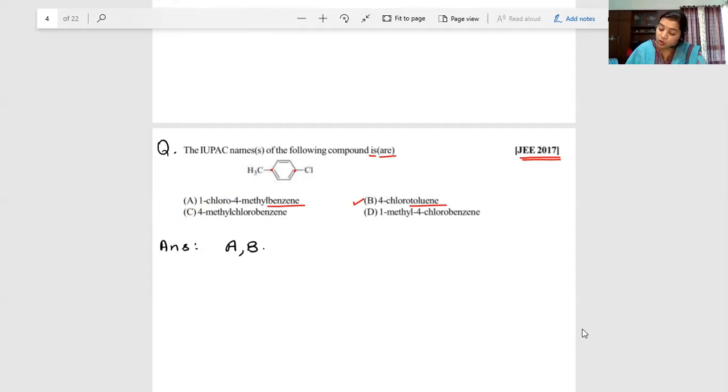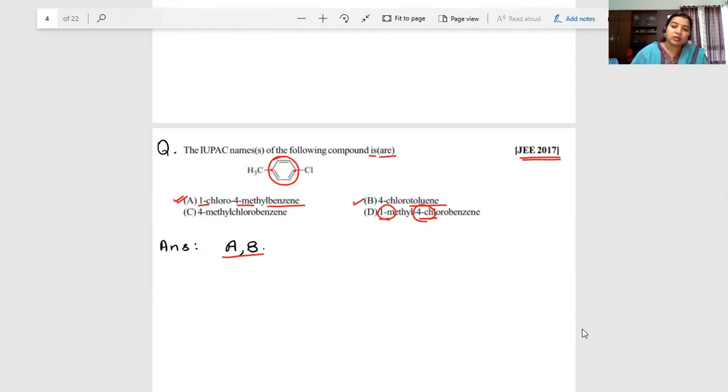Right, if I don't want to use toluene, I want to go for the basic benzene system, then by the lowest locant and then alphabetizing rules, I will say 1-chloro-4-methyl. Okay, so A is also a part of the answer. A and B were the answers. This cannot be the answer because this is wrong: 1-methyl-4-chloro. Alphabetizing is done wrong. C should be preferred over M when the set of names was coming identical.